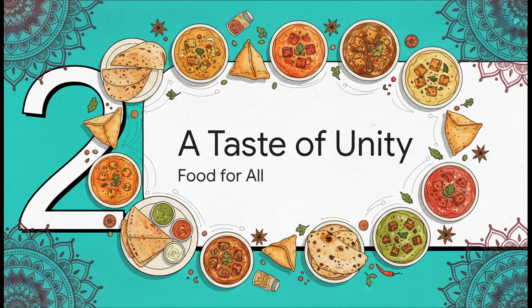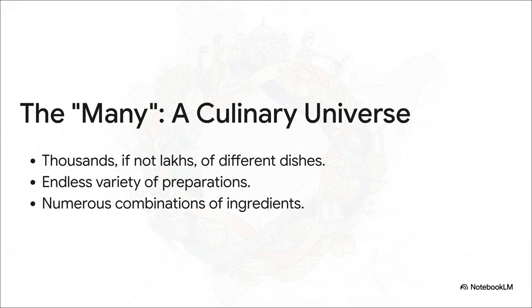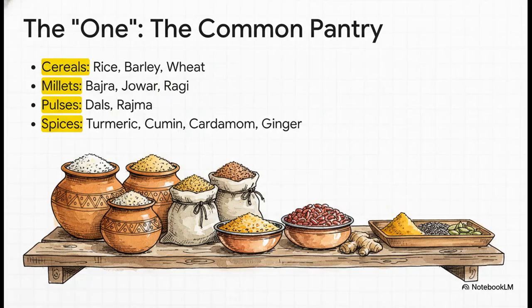Indian cuisine is actually a perfect way to see this many-to-one pattern in action. I mean, think about it. You could probably eat a new Indian dish every single day for years and never repeat yourself. From these incredibly complex curries to the simplest street food, the variety really does seem infinite. That right there, that's the many. But if you peek inside the kitchen pantry, a totally different picture emerges. Underneath all that amazing variety, you find this common foundation. A handful of staple grains, pulses, and spices are the base for countless dishes, from way up in the Himalayas down to the southern coast. And that's the one.